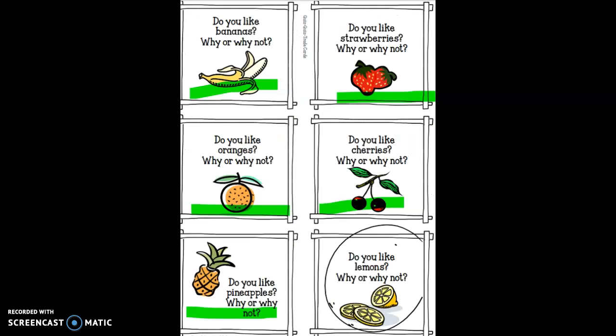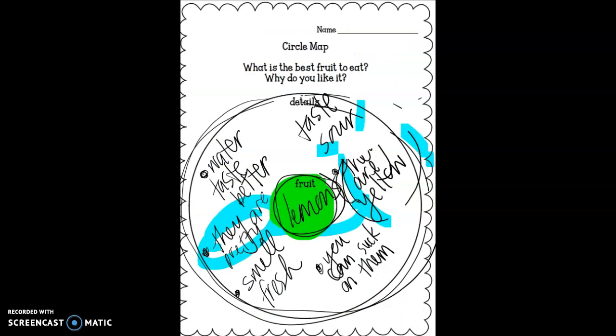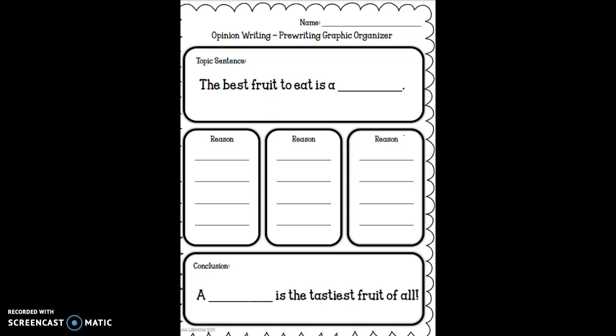I chose lemons. And you'll remember I created a circle map with my topic being lemons and why I like them. So now I'm going to write a paragraph with my graphic organizer. So my topic sentence is my opening. So I'm going to say the best fruit to eat is a lemon. Then I'm going to give reason 1, reason 2, and reason 3.